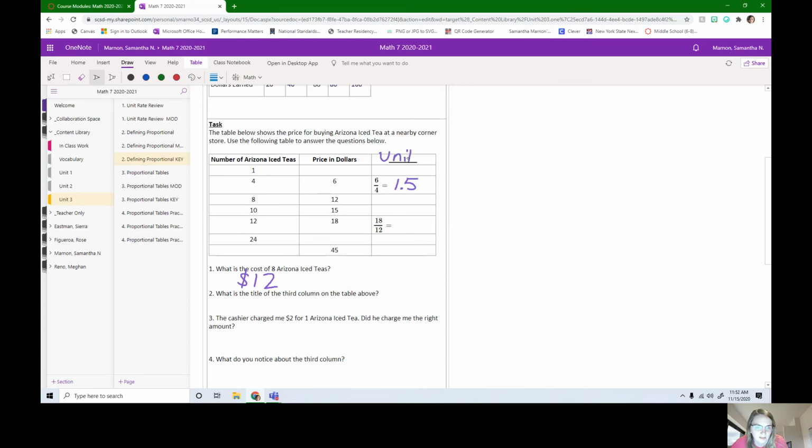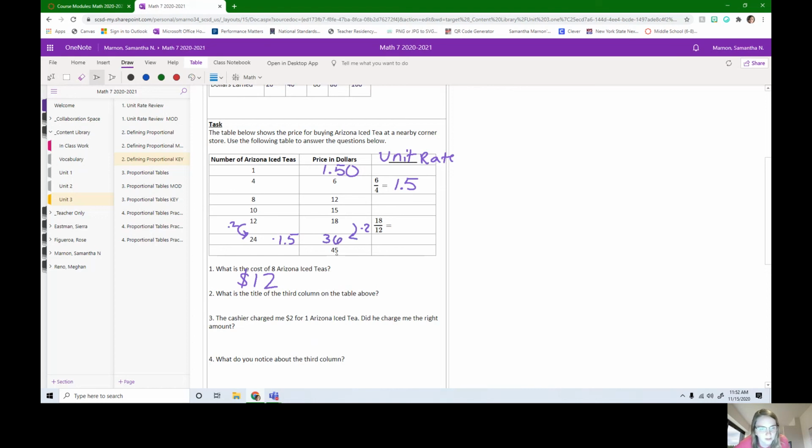So we did this in the last lesson. We did unit rate. So we're going to find the unit rate for each of these rows. So if I know the unit rate is 1.5, that means 1 Arizona iced tea costs $1.50. So we can fill that in here on our table. We can also use this number to help us figure out how many 24 Arizona iced teas cost. You can multiply by 1.5 to get your answer, or you can see that this is double this last one. So because it's 12 times 2 to get 24, we can actually do 18 times 2 to get 36.